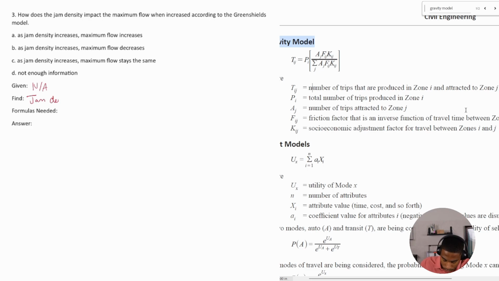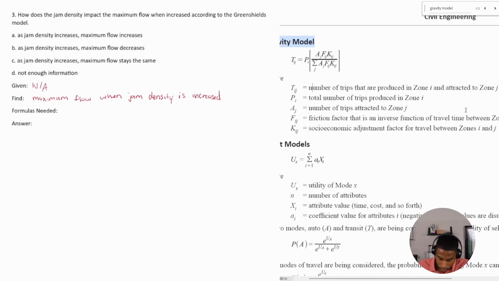Jam density impact. So how does the jam density impact the maximum flow when increased? So find what happens. This question is asked a little weird, but find what happens to the maximum flow when jam density is increased. All right.